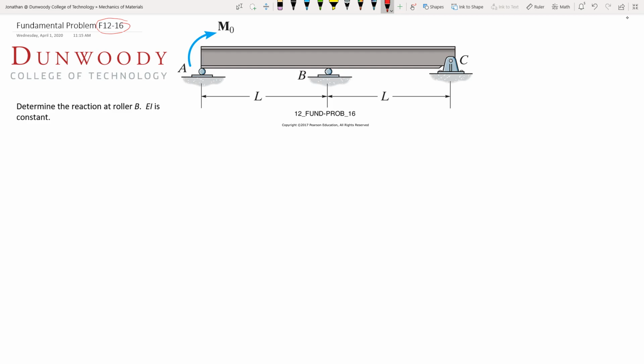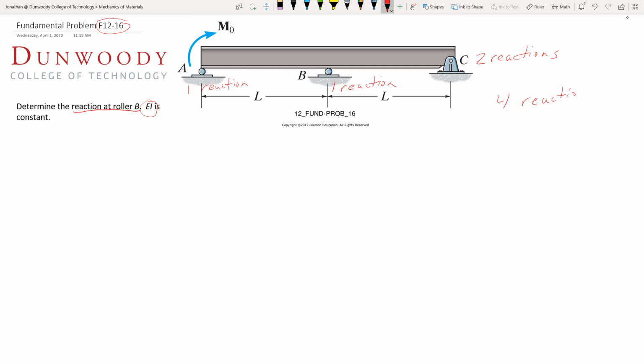So we're given this beam, and we're asked to find the reaction at roller B. We're told that EI is constant, so that's some good news for us. As we look at this beam, what do we have going on? At C, we get two reactions. At B, we get one reaction. So far, so good. Oh, and now at A, we get one more reaction. So we have four reactions.